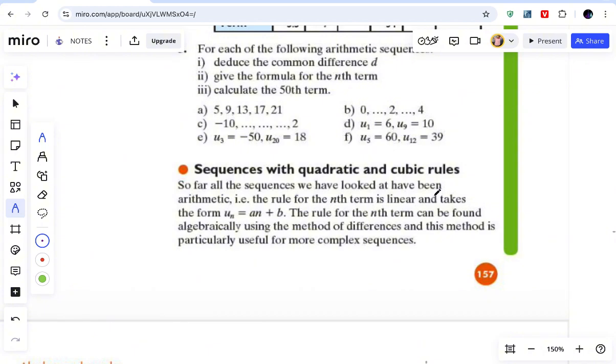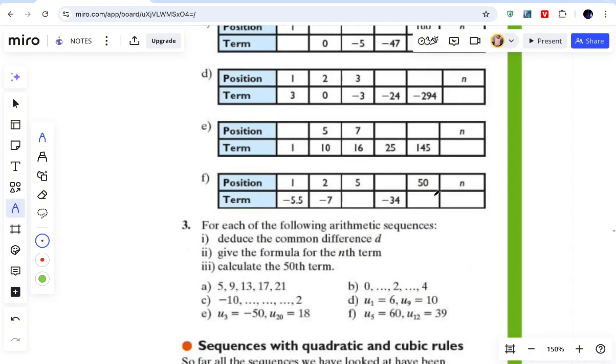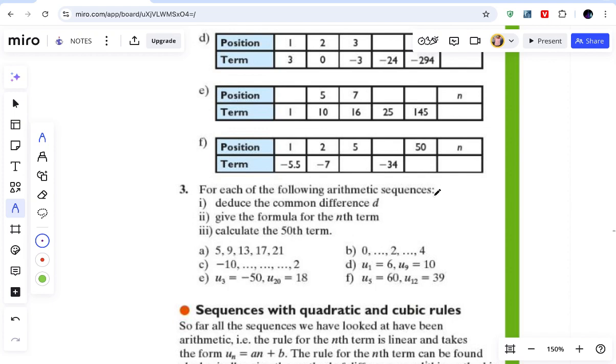With this we come to the end of part 1. In part 2, we're going to take the quadratic and the cubic sequence.